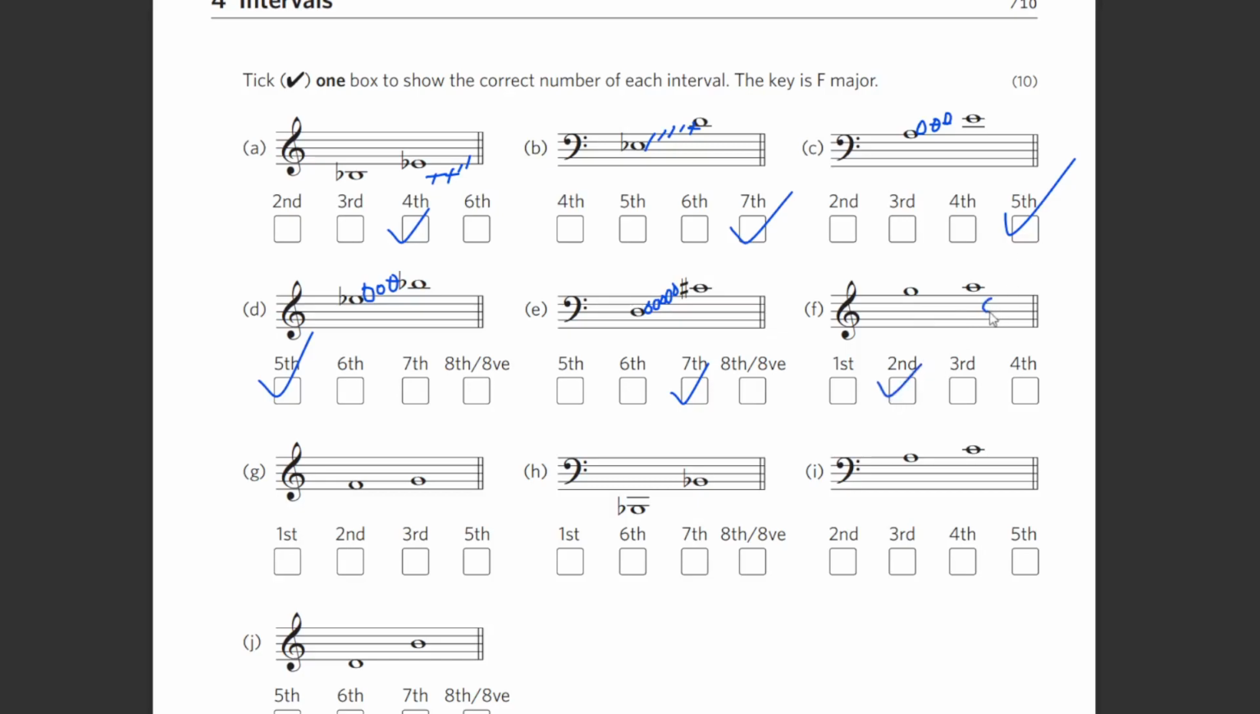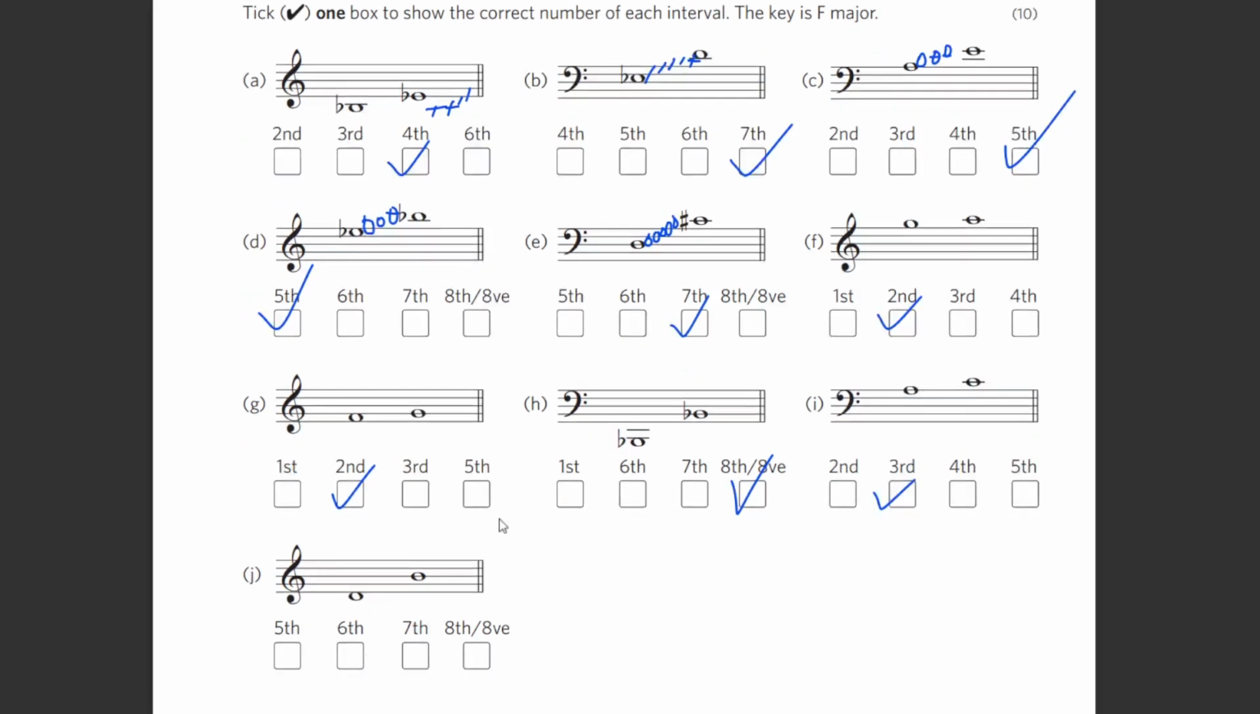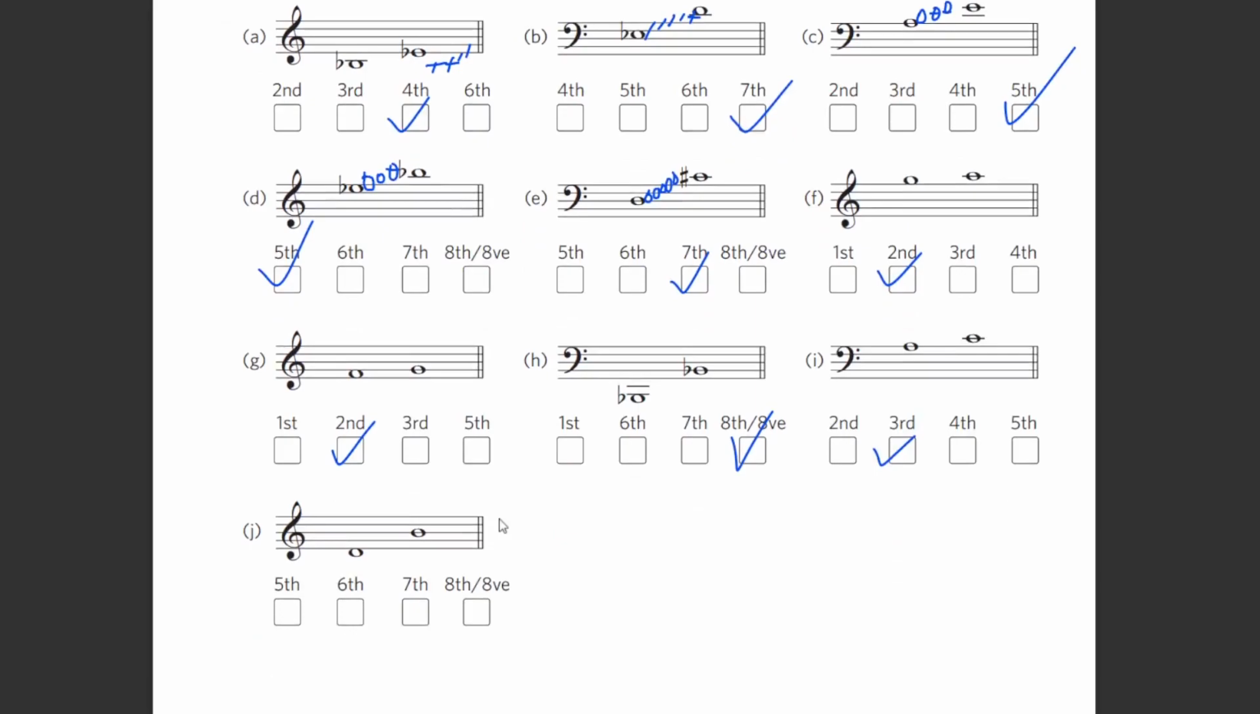Whenever you see notes written this way, it's definitely a second. Just look out for the pattern. B to C is a second. Then F to G is also a second. Then this one is B flat to B flat, an 8th. A, B, C is a third: A is 1, B is 2, C is third. Now I have D to B: D is 1, E is 2, F is 3, G is 4, A is 5, B is 6.